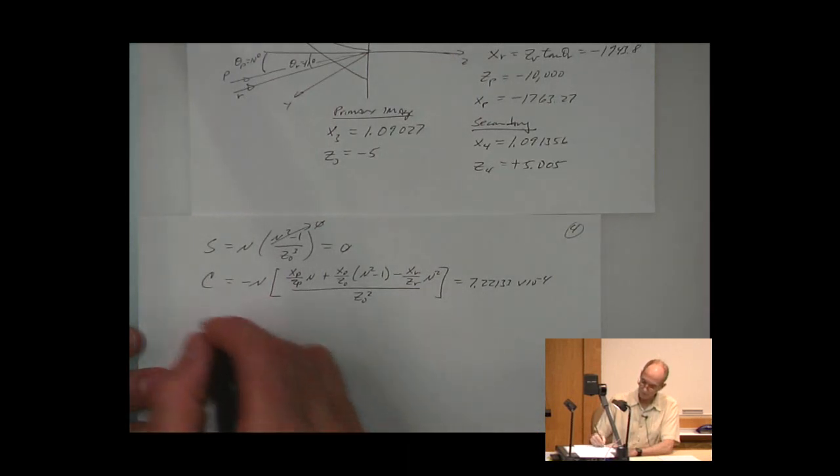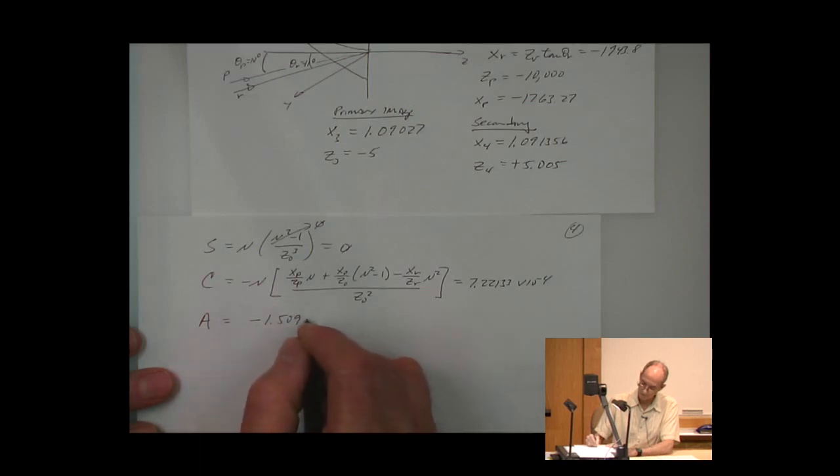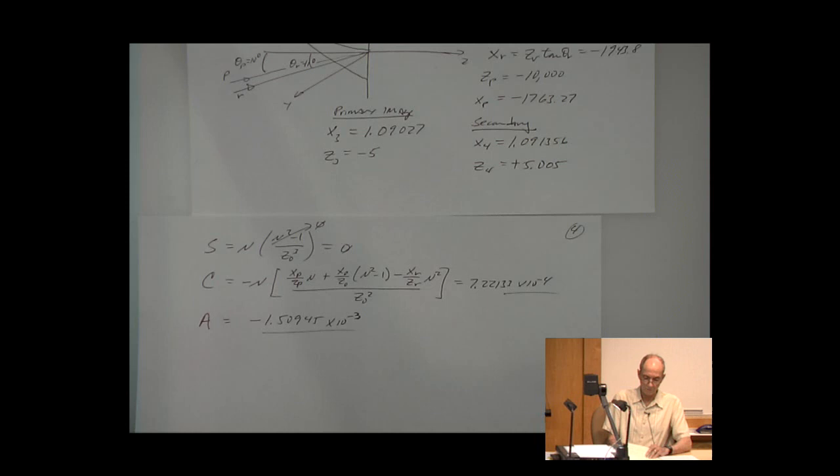And similarly for the astigmatism, here I end up getting a value that is minus 1.50945 times 10 to the minus 3. So these are pretty sizable aberration coefficients actually.